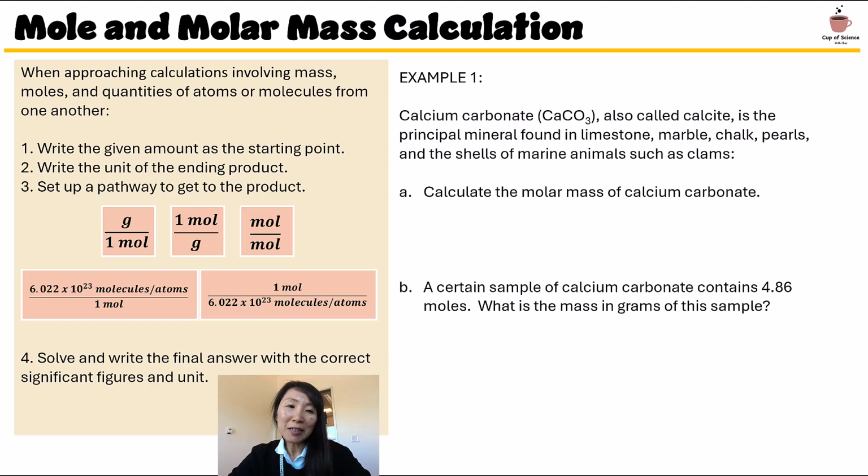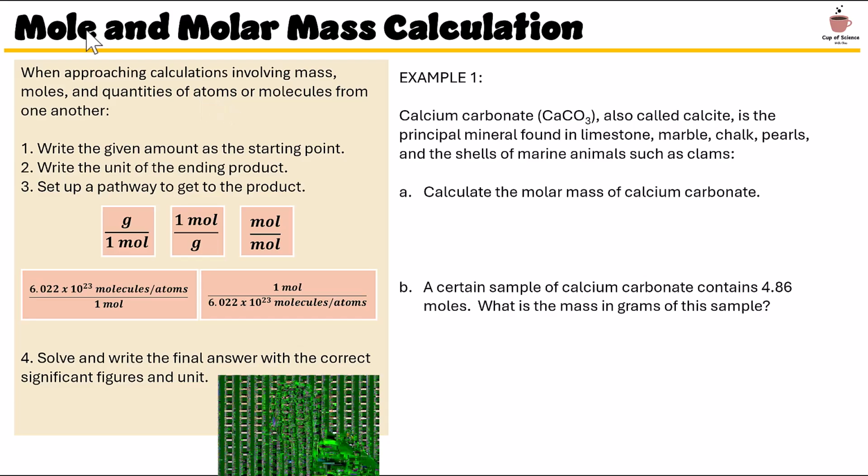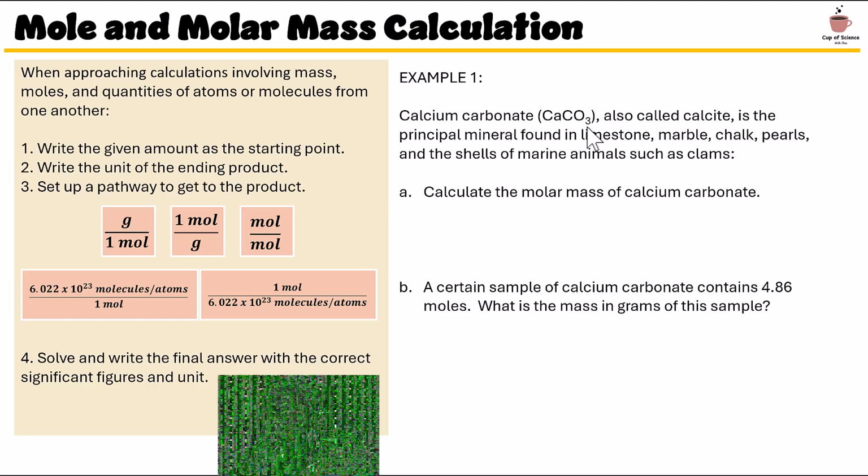In chemistry, you're going to come across a calculation problem that will involve molar mass, moles, and potentially even the quantities of atoms or molecules from one another. Let's dive in. Calcium carbonate, CaCO3, also called calcite, is the principal mineral found in limestone, marble, chalk, pearls, and shells of marine animals such as clams. A. Calculate the molar mass of calcium carbonate.